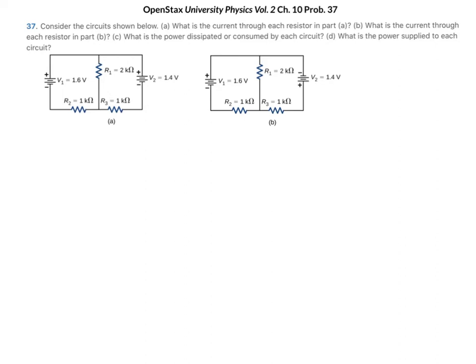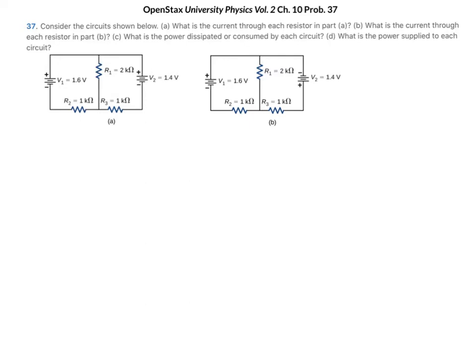Let's look at OpenStax University Physics Volume 2, Chapter 10, Problem 37. Consider the circuits shown below. A. What is the current through each resistor in part A? B. What is the current through each resistor in part B? And C. What is the power dissipated or consumed by each circuit? D. What is the power supplied to each circuit?